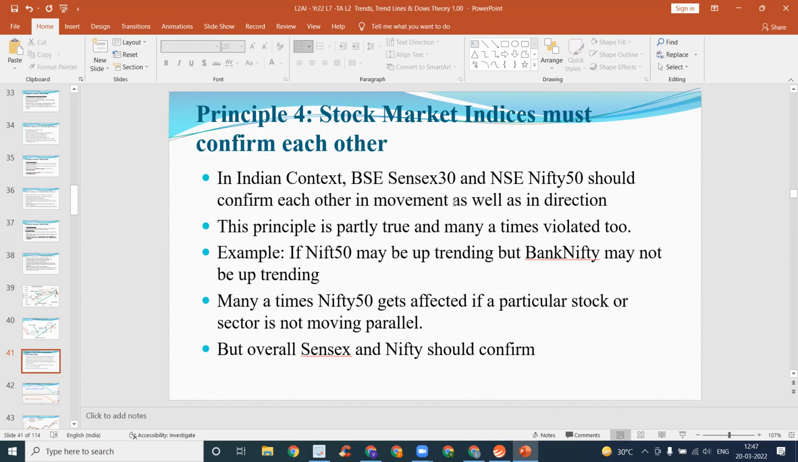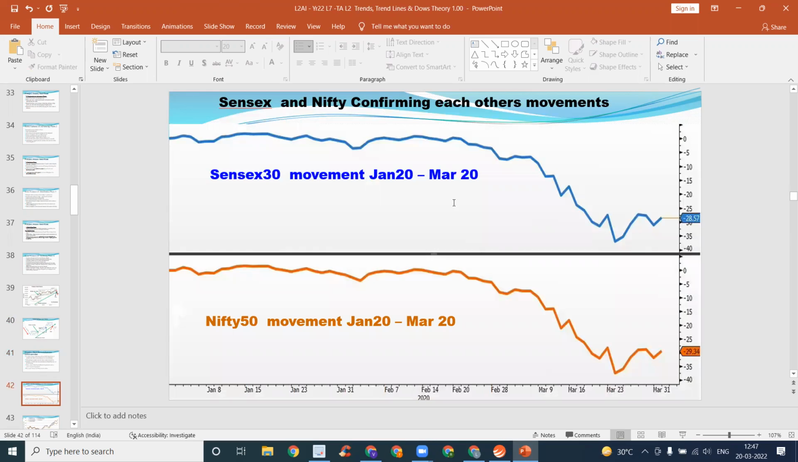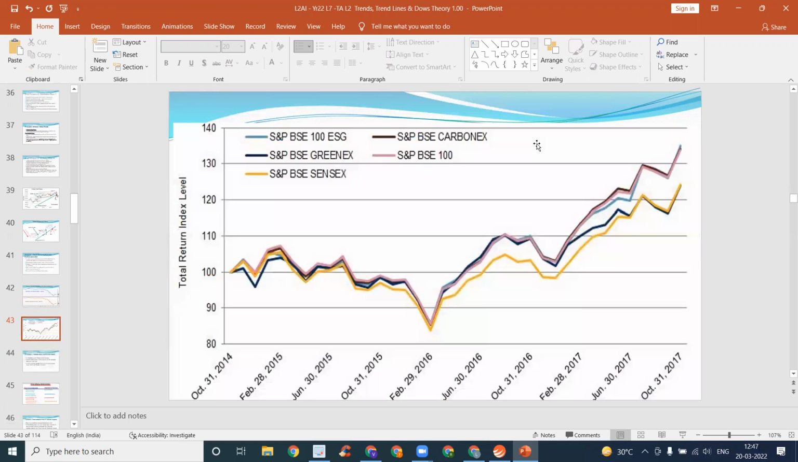Principle 4 of Dow's theory tells me that my stocks will confirm with the indices. Okay, if Nifty is moving down, the Sensex will also move down. If Nifty is moving up, the Sensex will also move up. If Bank Nifty is moving down and the Sensex is moving down, it is a confirmation. You can see here, there is a confirmation between Sensex, the BSE Greenex stocks, BSE 100 stocks, ESG stocks, all these are confirmation.